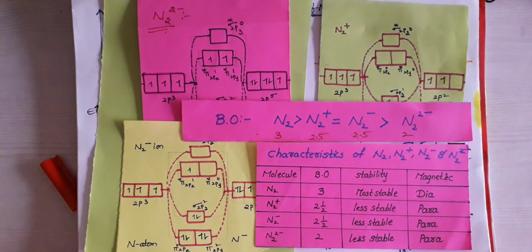In the next class I will explain the molecular orbital diagrams for below 14 electrons and above 14 electrons, according to the bond energy and molecular orbital diagrams.